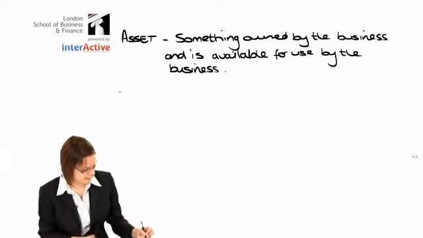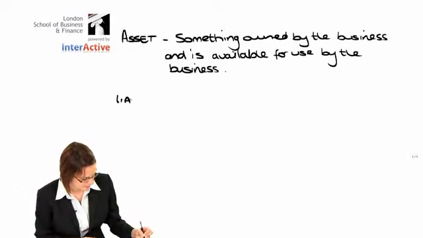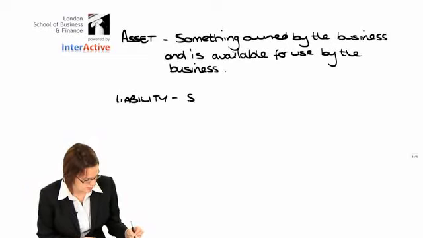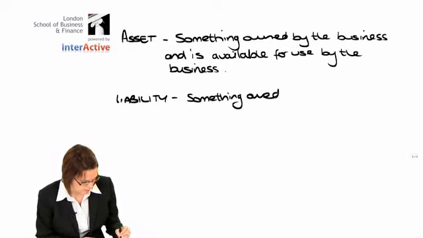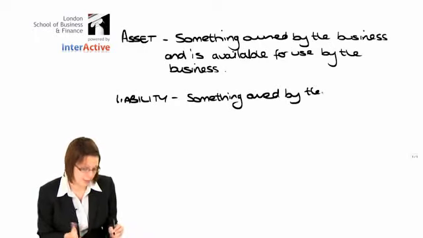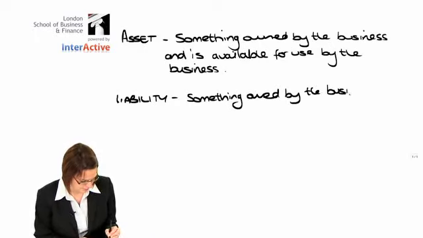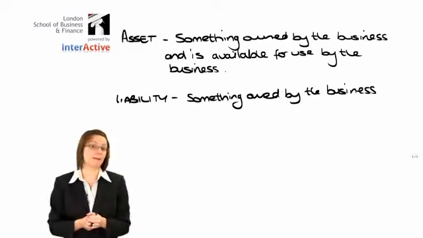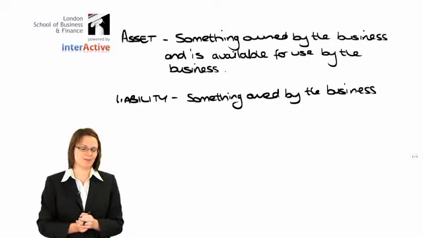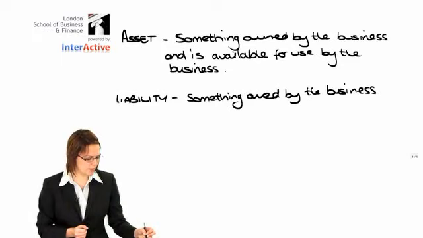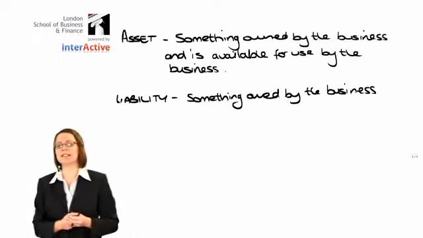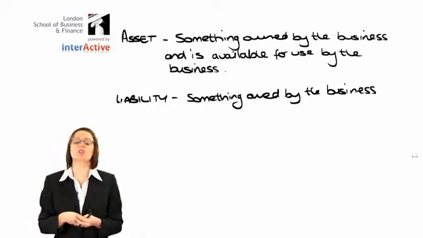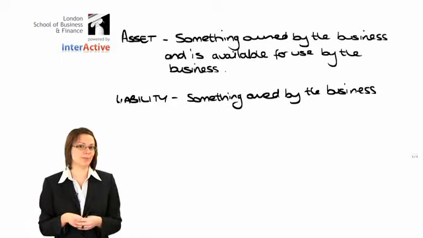So, a liability: something owed by the business. In other words, amounts owed by the business. So, there we have it. We have our definition for an asset and liability. They are the first two elements to the statement of financial position.